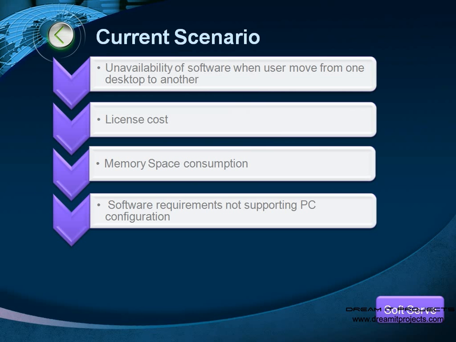The second is the license cost. The license cost is very huge. The third is memory space consumption. Some software like Photoshop and Flash requires large configurations to work efficiently. If your PC does not support that configuration or space requirement, you will not be able to install that software. And again, on the same point, the software requires a configuration the PC does not support. Let's say 3D animation software requires a graphics card and so on. But if your PC does not have that configuration, you will not be able to install that software on your machine.